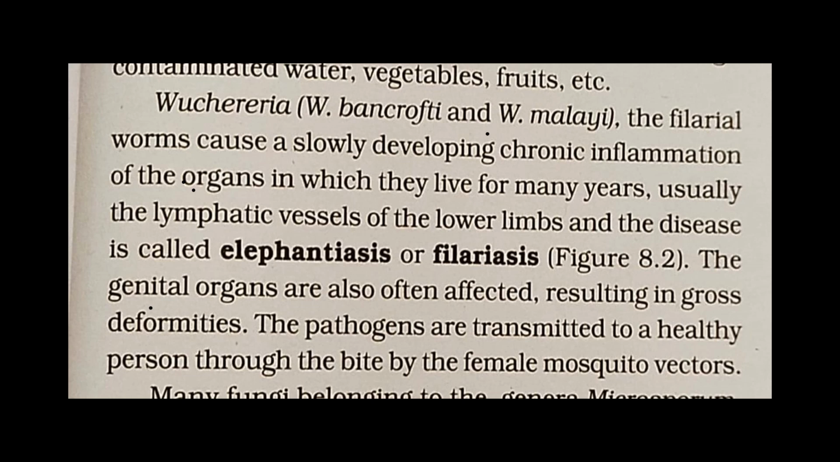Wuchereria bancrofti and W. malayi, the filarial worms, cause a slowly developing chronic inflammation of the organs in which they live for many years, usually the lymphatic vessels of the lower limbs, and the disease is called elephantiasis or filariasis. Refer figure 8.2. The genital organs are also often affected, resulting in gross deformities. The pathogens are transmitted to a healthy person through the bite of female mosquito vectors.